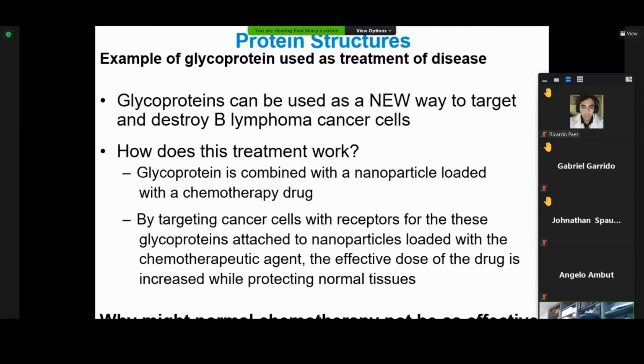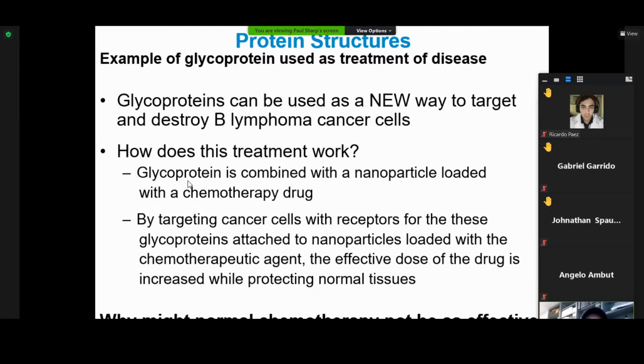And when we talk about breast cancer or leukemias or lymphomas, there's not just one kind of breast cancer. There's not just one kind of leukemia or lymphoma. There are many different kinds, and it's important to diagnose which type of cancer you have so it can be treated most effectively. So, for example, how does this treatment work where we're going to utilize glycoproteins?